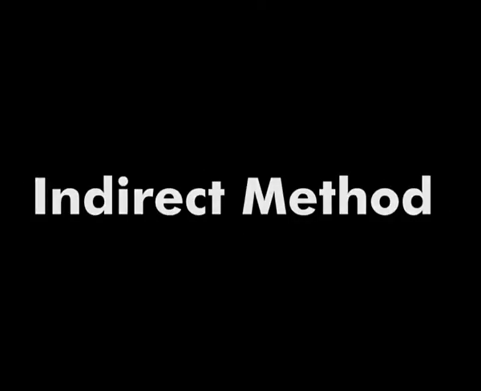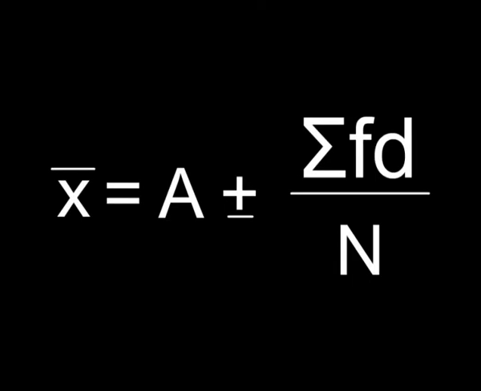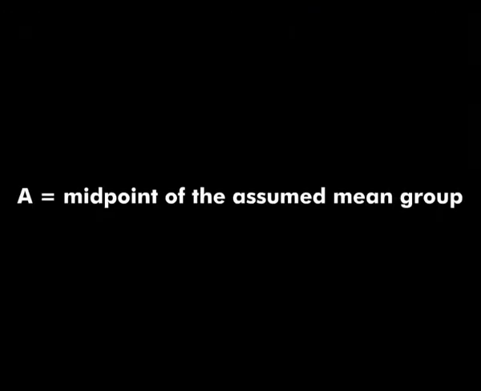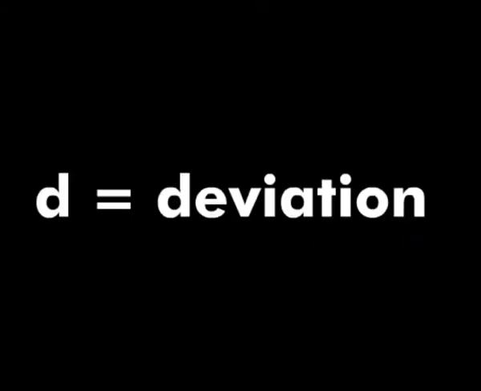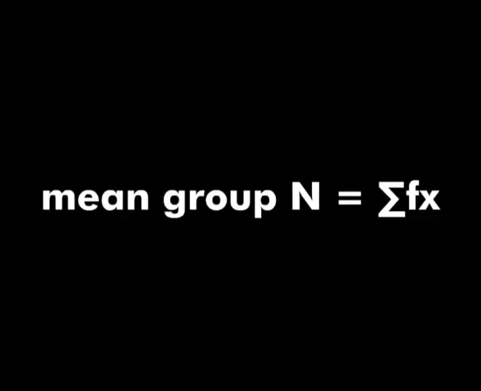Indirect method. The following formula is used in the indirect method for grouped data. X bar equals a plus or minus sigma of fd divided by n, where a equals midpoint of the assumed mean group. The assumed mean group in the example is 90 to 110 with 100 as midpoint. F equals frequency. D equals deviation from the assumed mean group. N equals sigma of f.